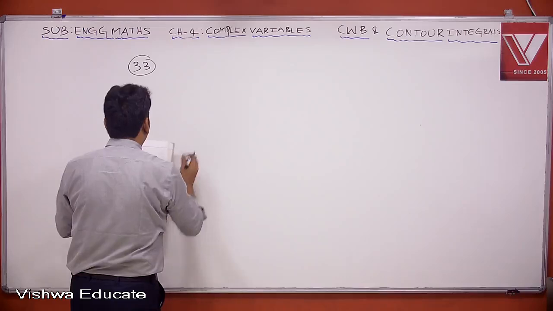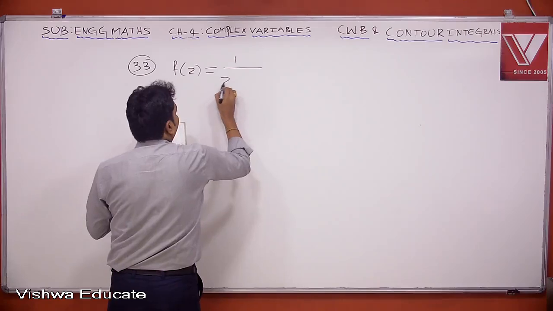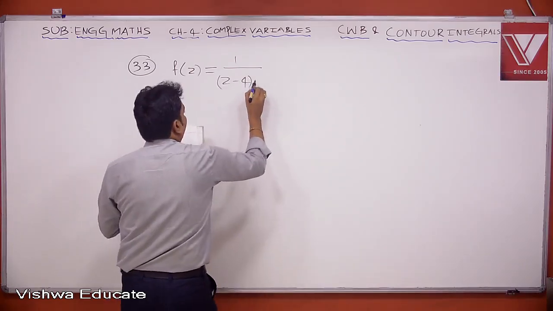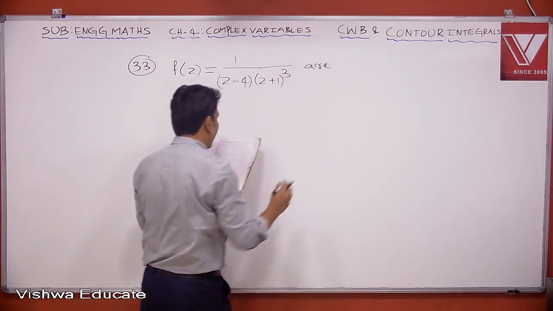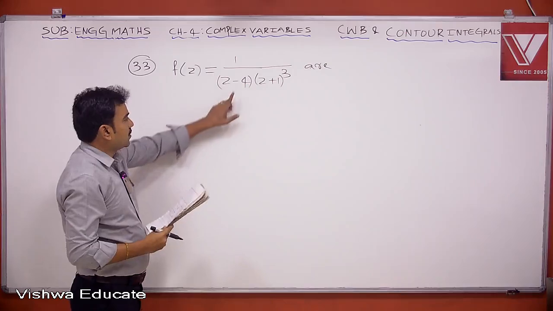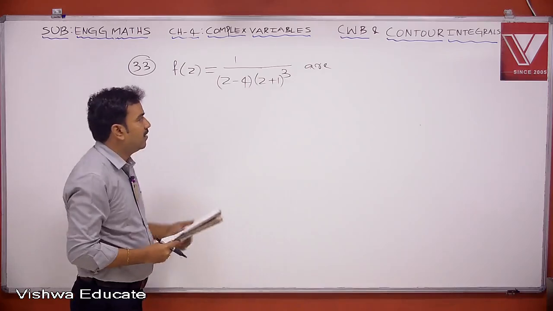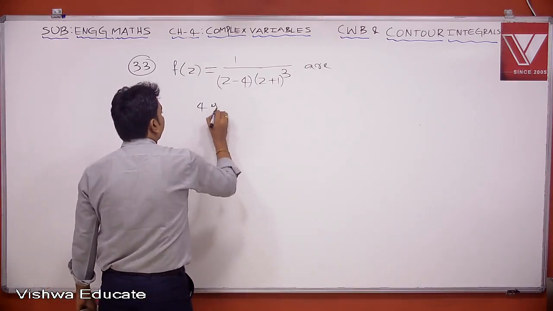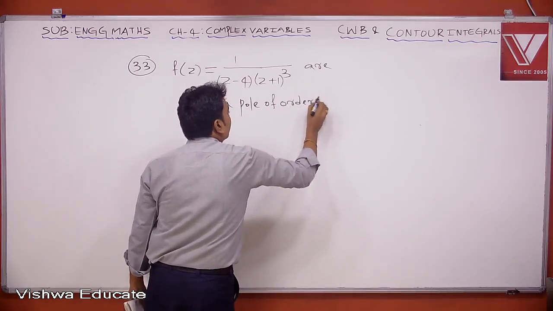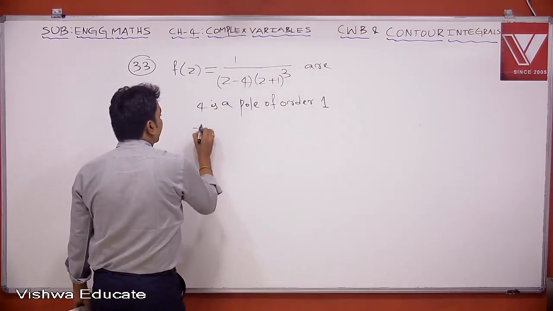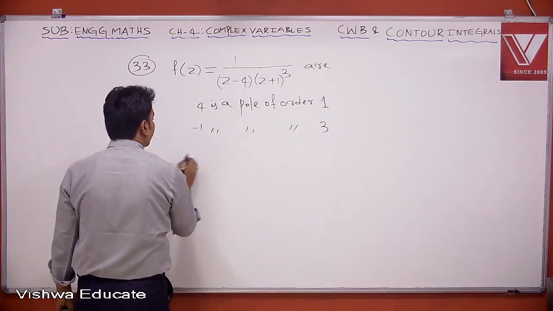The residues of a function f of z equal to 1 by z minus 4 into z plus 1 whole cube, options are given. So this is the function. We need to find residues of this function at 4 as well as minus 1. Here 4 is a pole of order 1 and minus 1 is a pole of order 3. So we need to find both the residues.